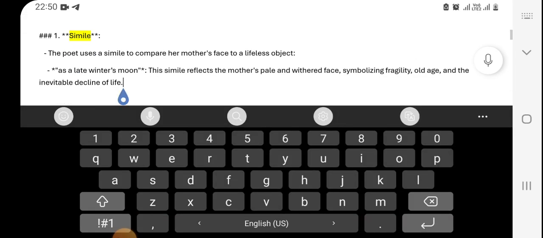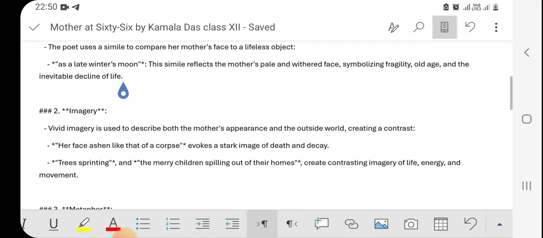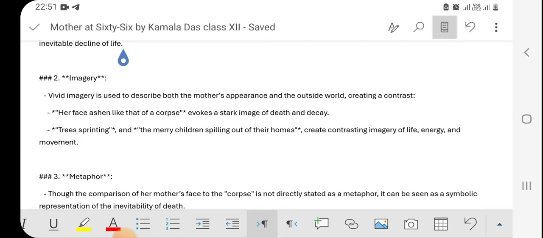the poet uses a simile to compare her mother's face to a lifeless object, as a late winter's moon. This simile reflects the mother's pale and withered face, symbolizing fragility, old age, and the inevitable decline of life. The next poetic device used by poet Kamala Das is imagery.